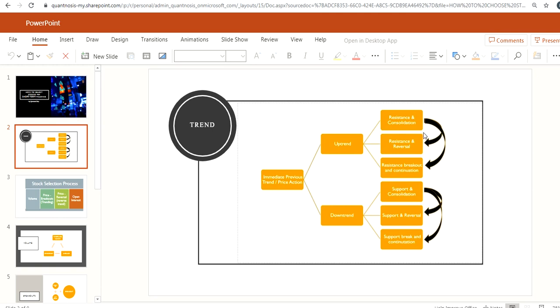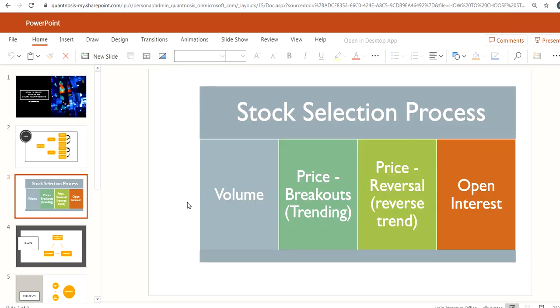We'll get more into that price behavior later, but before that let's look into some categories I have used here to identify the parameters that we'll use for the stock selection process. Broadly I have used four categories here, and out of that two categories are related to price, which I have broken down into price breakouts and price reversal, and the other two categories are volume and open interest.